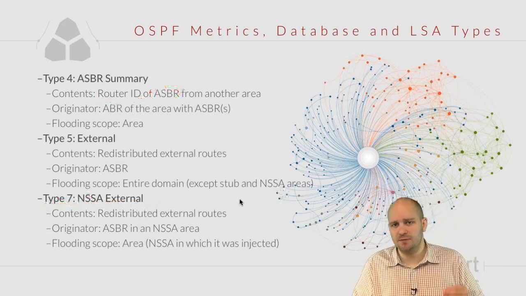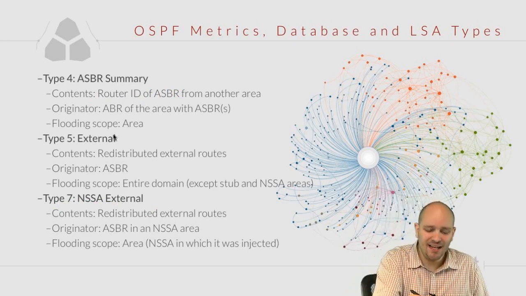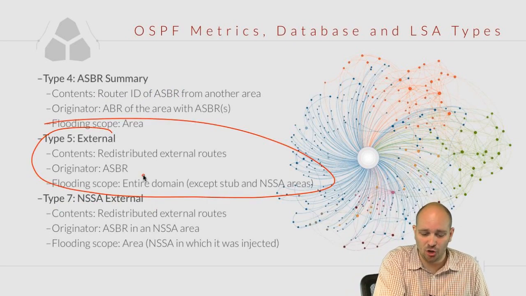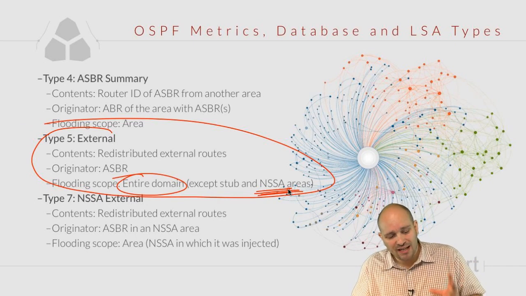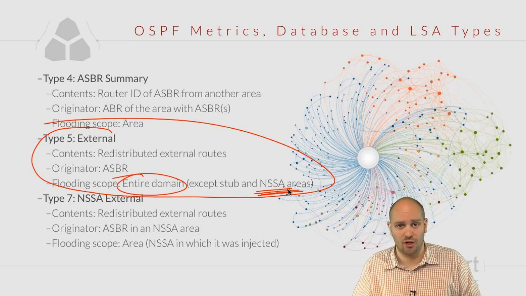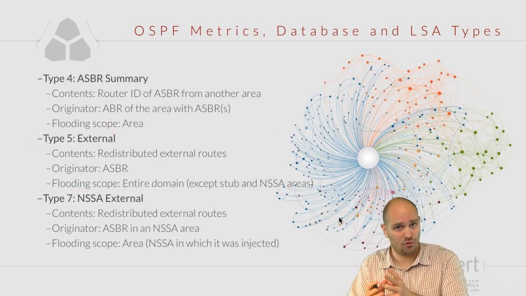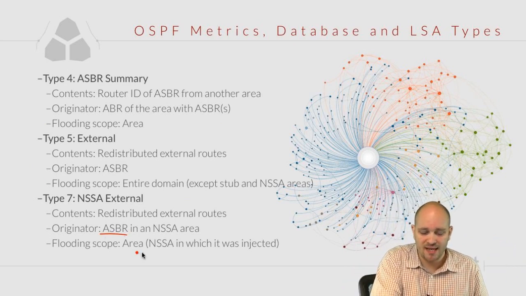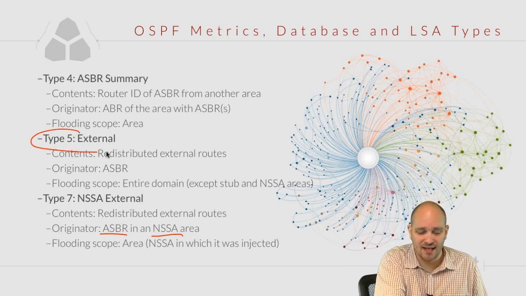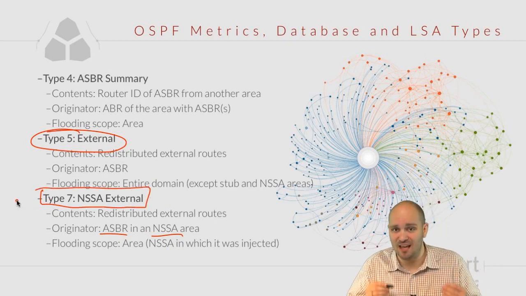Type 7 LSA is specific for not so stubby areas, the NSSA areas, which do not, generally speaking, support external routes. They do not allow type 5 routes, even though the flooding scope is the entire domain, not in the NSSA areas. So they do not allow type 5 routes to enter the NSSA area, but they can inject external routes into the rest of the OSPF domain. That means that there can be an ASBR in the NSSA area, but because NSSA area does not support type 5 routes, these routes will be injected as type 7 routes.